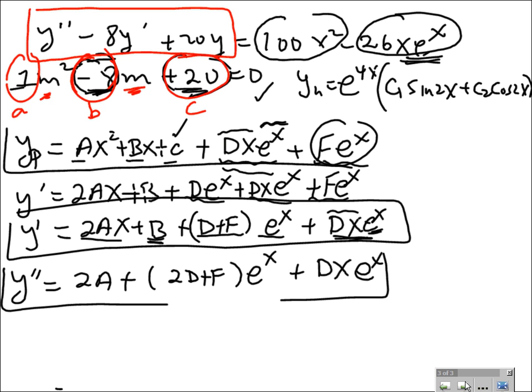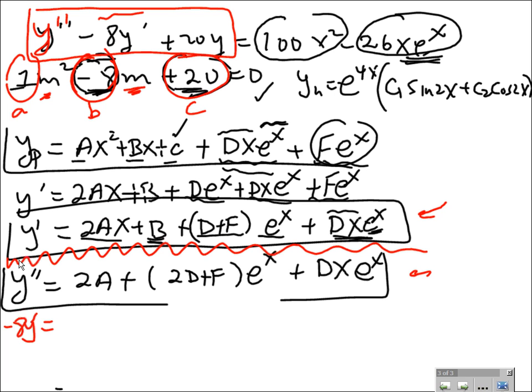Now, from this, I'm going to have this line right here, and I'm going to build this up. Y double prime, which I have right here. I'm going to take away 8y prime, so I multiply y prime by negative 8. Multiply this by negative 8. Multiply that term by negative 8.